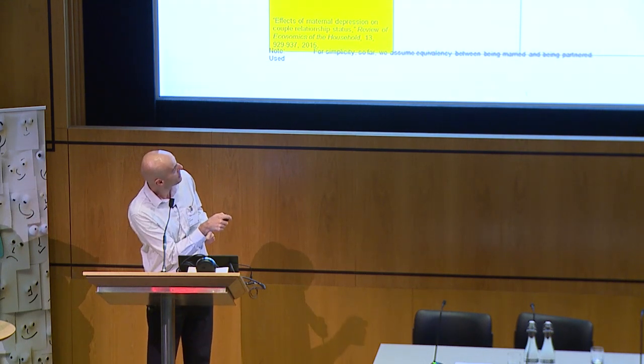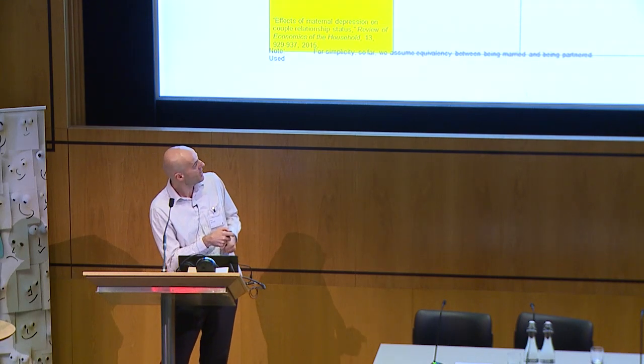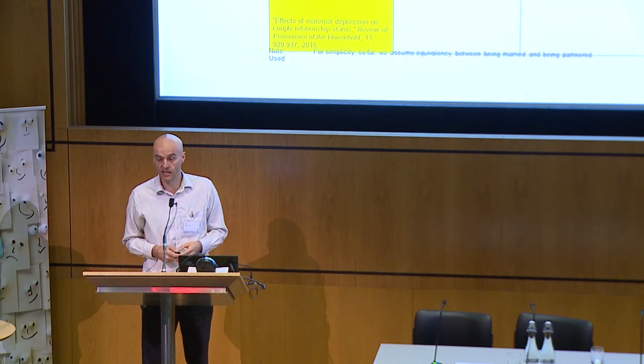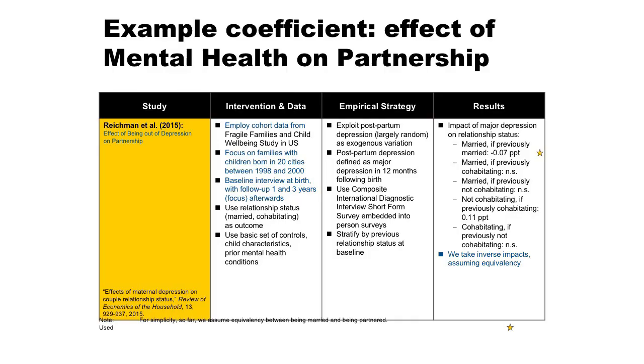And what did they find? Well, the impact of a major depression on relationship status. Well, if you're previously married, it makes you 7% less likely to stay married. Right? If you're previously cohabiting, that increases 11 percentage points. And so these are quite high percentages, right? And they're high costs of mental health, and they're hence strong improvements if mental health does improve.